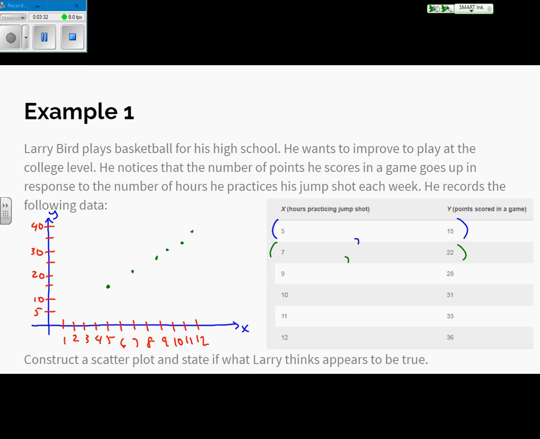I've always had someone that wants to connect the dots. A scatter plot is going to look just like this. It's just going to be a scattering of points. And I'm wanting to know if what Larry thinks appears to be true. He's thinking that the more hours he practices, which I need to label down here, hours practice, that his points will go up. So this is going to be points over here. And sure enough, it looks like that, because I see this trend in the line as he goes. So that's going to be good.